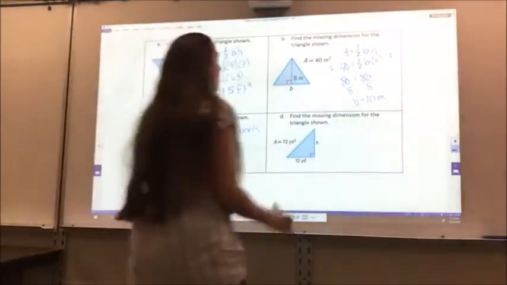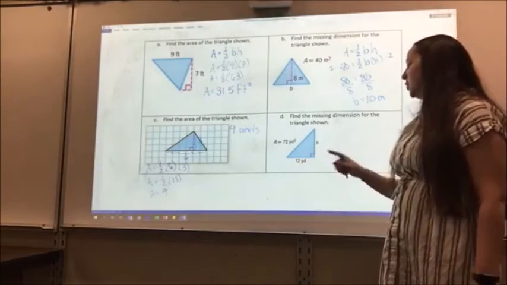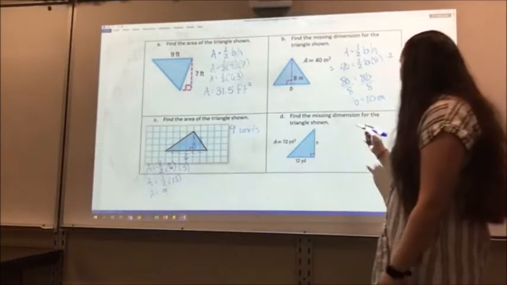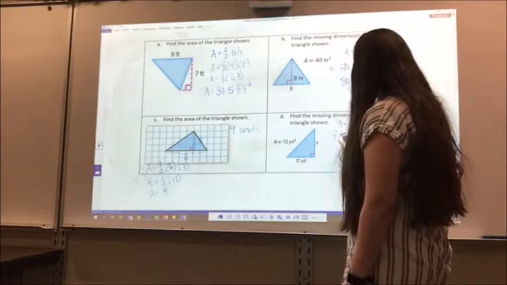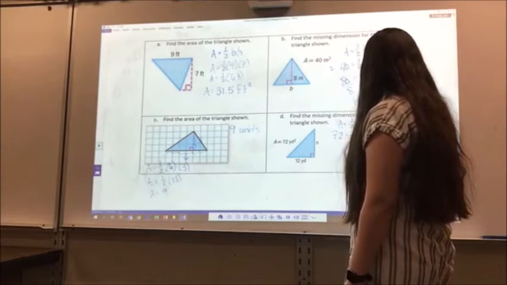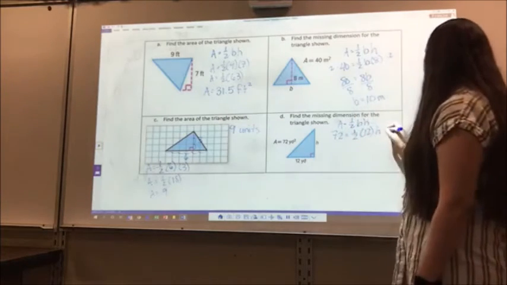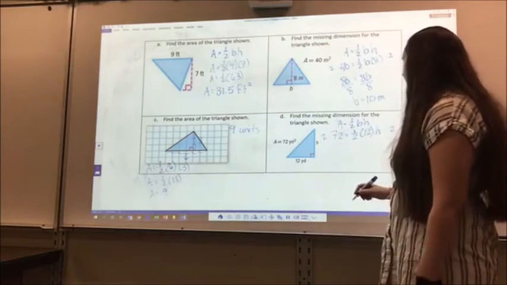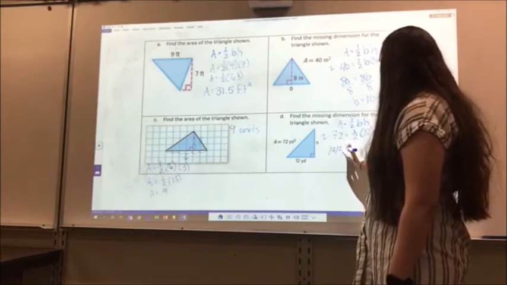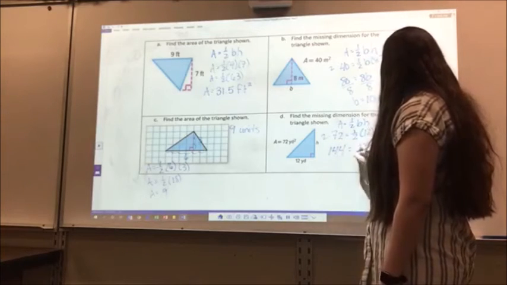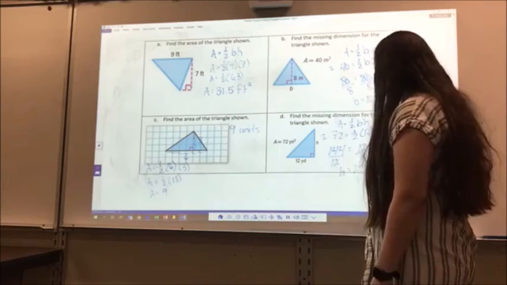For letter D, I'm asked to find the missing dimension for the triangle. I'm given a base of 12, and I'm missing my height, and an area of 72. So A equals 1/2 BH. 72 equals 1/2 times 12 times H. So I multiply both sides by 2. 72 times 2 is 144 equals 12H. Divide both sides by 12. H equals 12, and my units are yards.